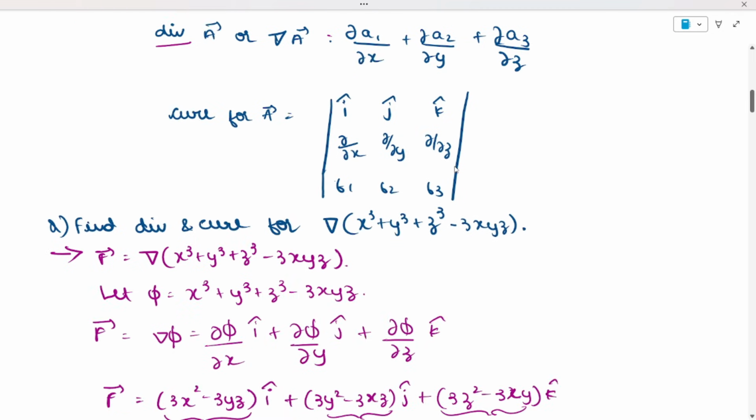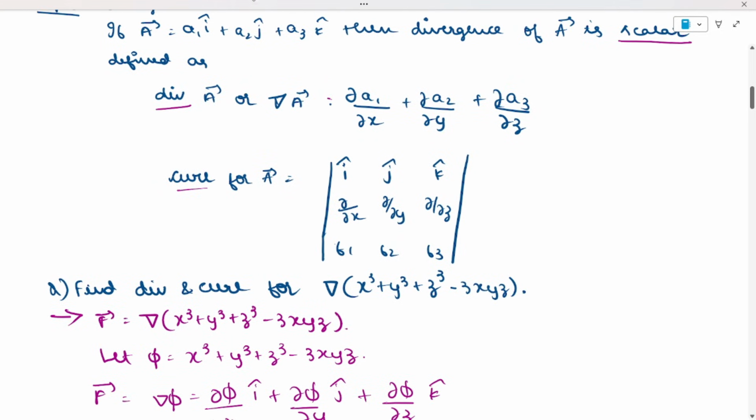And if you want the same for curl, you will take i cap, j cap and k cap in the uppermost row. Next is with respect to x, with respect to y, with respect to z in the second row, and f1, f2, f3 are nothing but the functions of that. What you will get is a1, a2, a3, and if you solve this determinant also you will get the result. And in solving the problems I have included another method also, which is the easiest method.